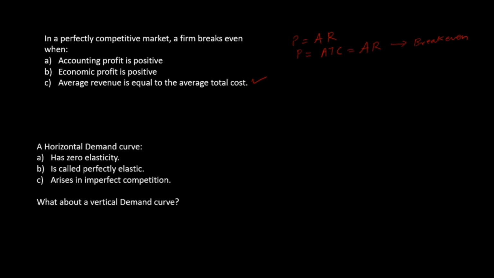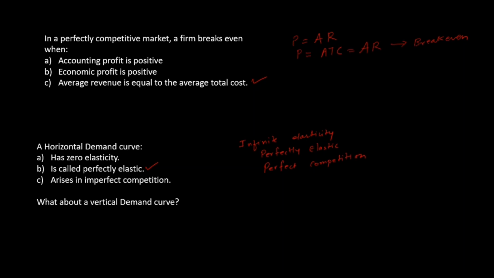The next question, a horizontal demand curve, you have three different options: zero elasticity, perfectly elastic, and it arises in imperfect competition. So this is a very simple question. A horizontal demand curve actually has infinite elasticity, and it is called perfectly elastic demand. Perfectly elastic, and it arises in case of perfect competition. So if I look at the options, option B is the correct answer.